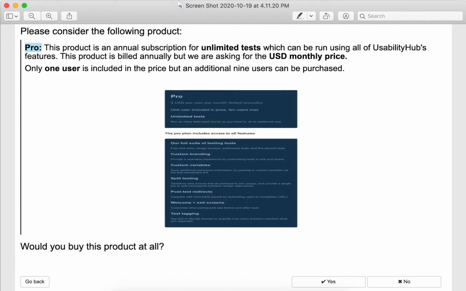Please consider the following product. And then they have Pro, which we can see here, this looks like what that product would be. It looks like they're calling it Pro. It's an annual subscription for unlimited tests, which can be run using all of UsabilityHub's features. The product's billed annually, but we're asking for the US dollar monthly price.